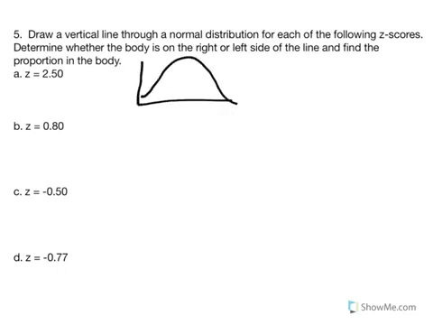pertains to a positive z-score. So here's the mean. A positive z-score of 2.50 would be to the right and pretty far out there. So it's 2.5 standard deviation units above the mean. And the body is illustrated by the larger portion of the entire distribution. Okay, so this is the body.